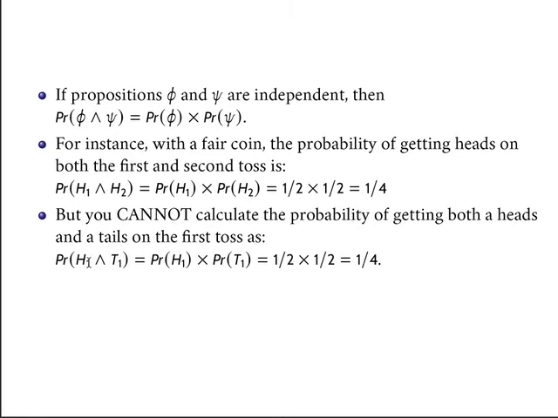the probability of heads on the first toss and tails on the first toss equals the probability of heads on the first toss times the probability of tails on the first toss, which is, because there's half a chance of each, 1/4. But it's not true that the probability of getting both a heads and a tails on a single toss is 1/4. As we noted above, the probability of getting a heads and a tails on a single toss is 0. And you can review why that is.